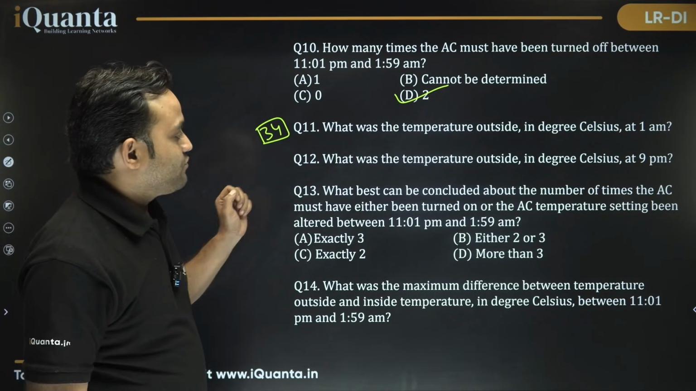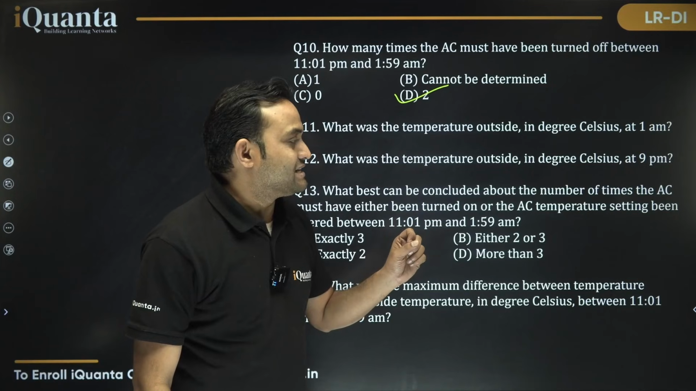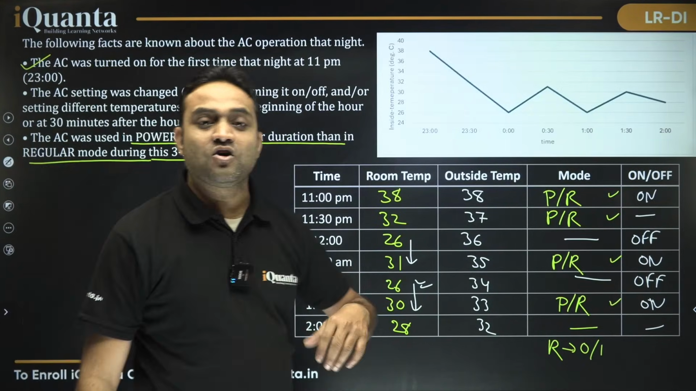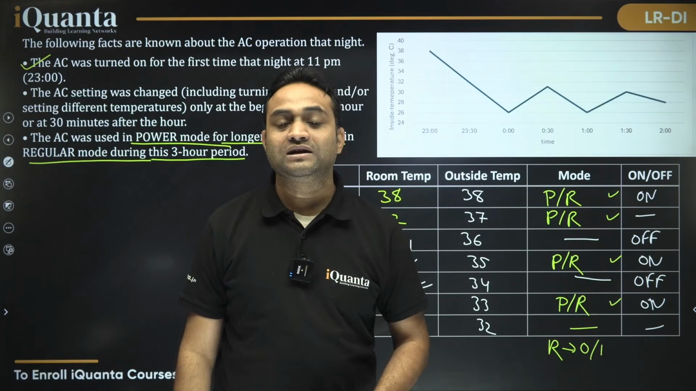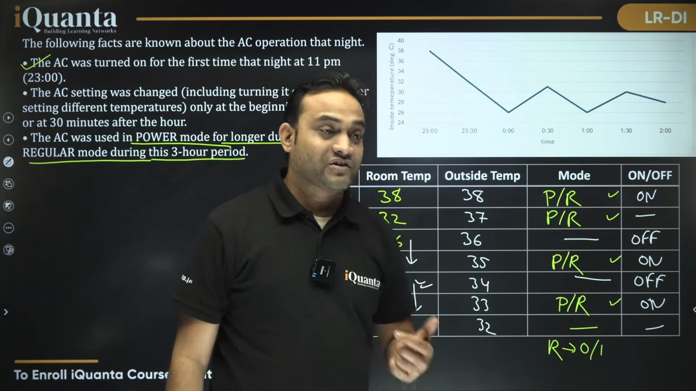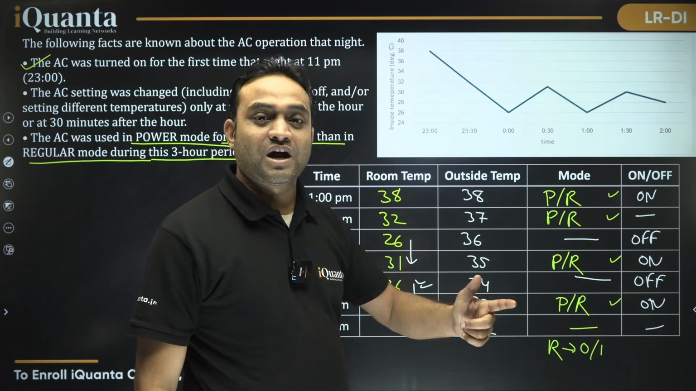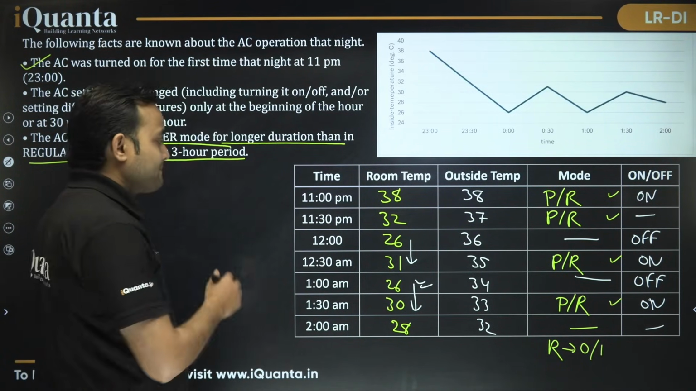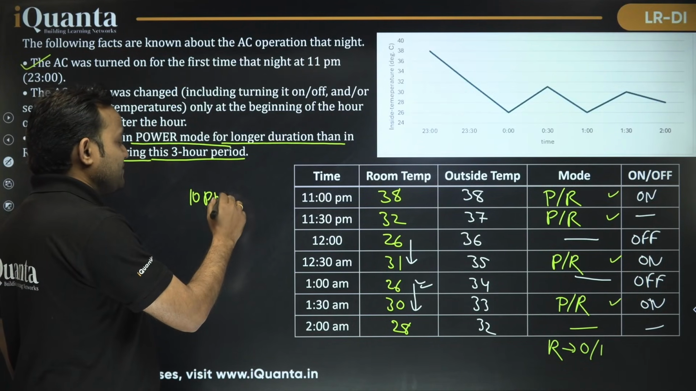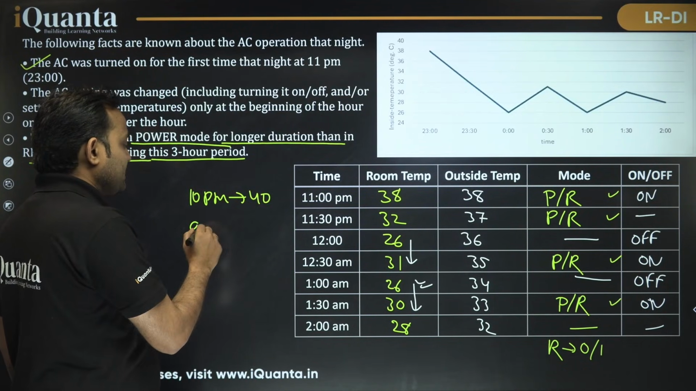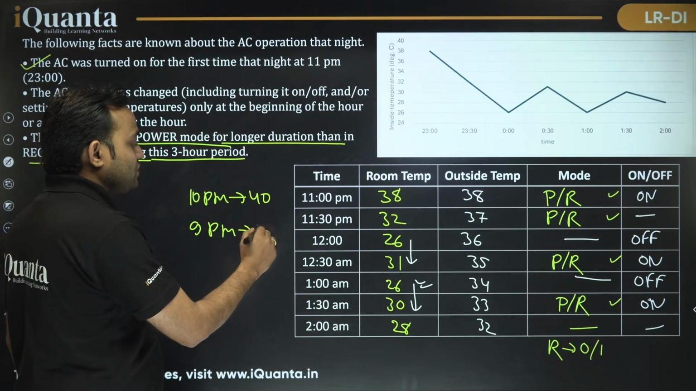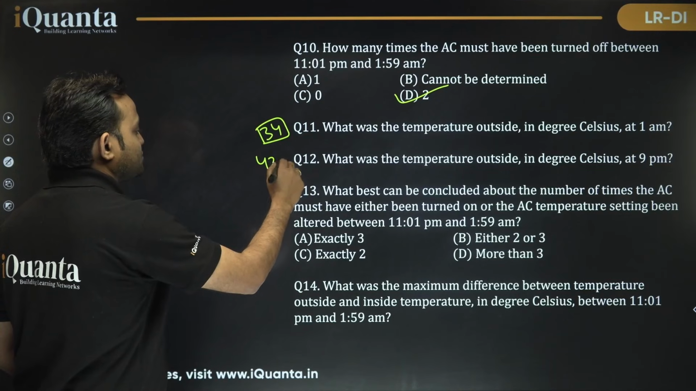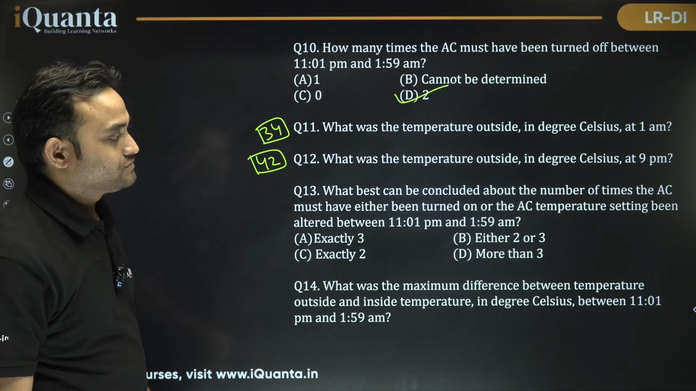Question number 12. What was the temperature outside in degrees Celsius at 9? We know that the temperature is falling at a constant rate. The outside temperature is falling at a constant rate, and that rate is 2 degrees Celsius per hour. So at 11 p.m., it was 38 degrees Celsius. At 10 p.m., it must have been 40 degrees Celsius. And at 9 p.m., it must have been 42 degrees Celsius. So our answer is 42 for question number 12.